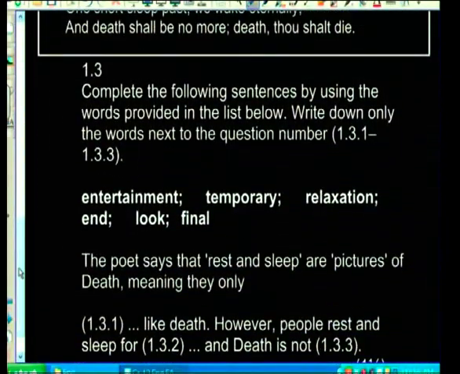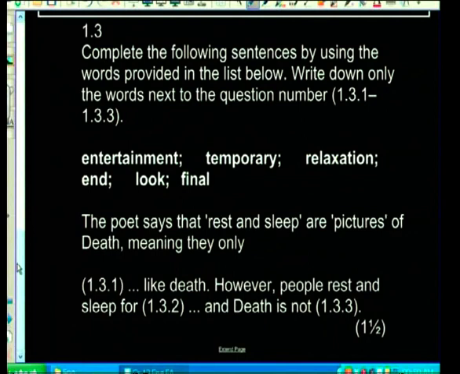Let's carry on with the questions. We move to question 1.3. A word of advice: when you are answering these questions, make sure that you are numbering in the margin. There's nothing more frustrating for a marker than having to try and find which answer is where. So nice, clear answers, nice, clear marking in the margins. All right, moving on to the next question.